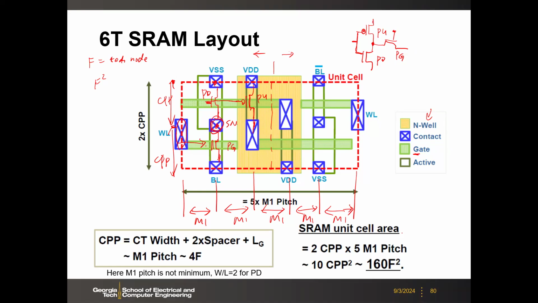For the logic standard cell we showed earlier, the CPP is on the horizontal side, and vertically you have a few number of metal tracks, right? But for the SRAM, we just rotate by 90 degrees. It's the same thing, but here the metal 1 is on the horizontal side and CPP is on the vertical side. So in this example, the ratio of PU to PD to PG would be 2:1:1.